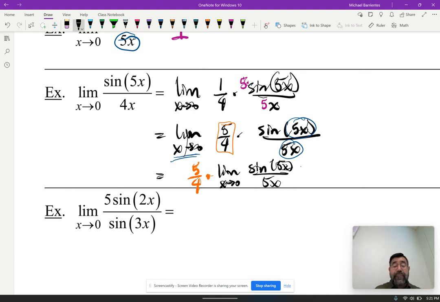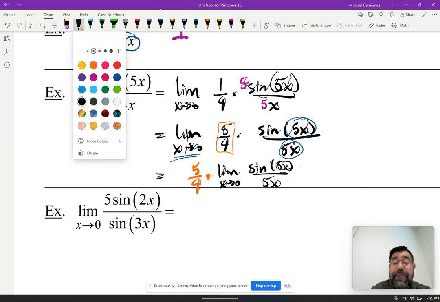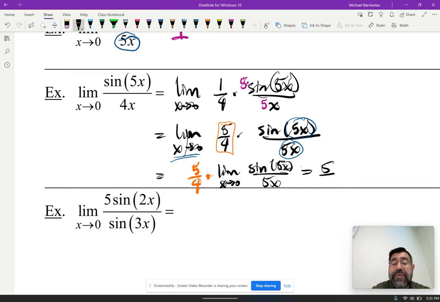Now, when I look at this, we said in the first example that that equals 1. So therefore, this equals 5/4 times 1, which is just 5/4. And that's my answer.